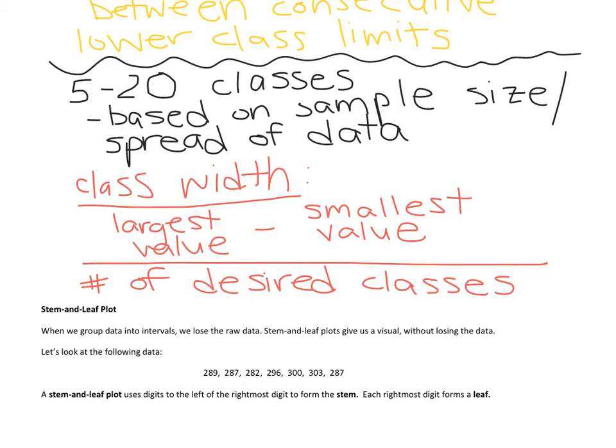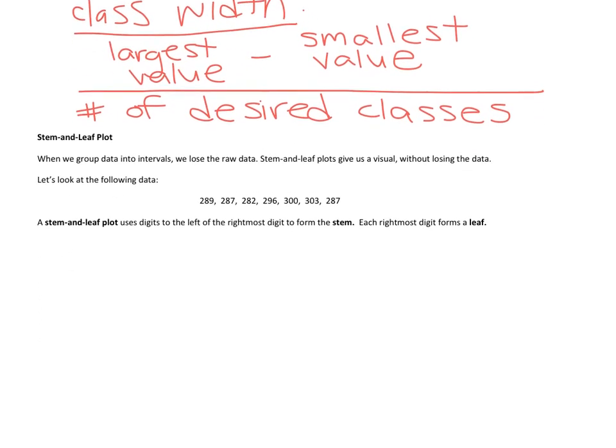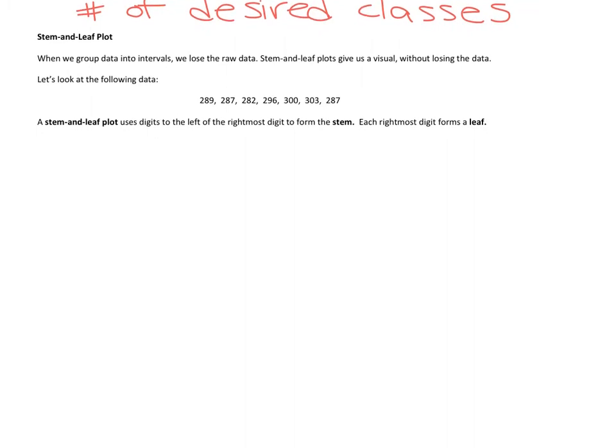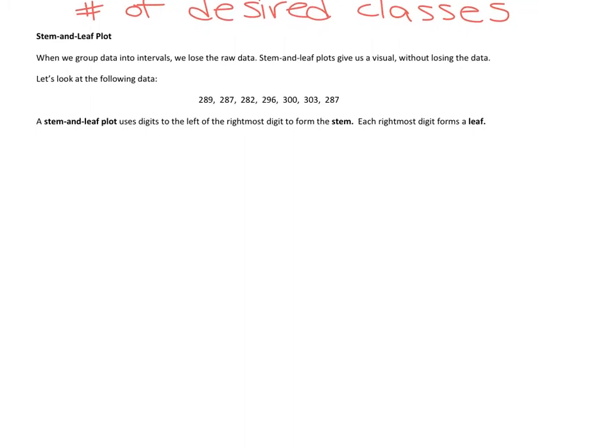All right, so there you go. And again, we're going to practice that more in your homework, and we're going to practice that in an activity as well. We're going to look at one more display of quantitative data for this section. It's called a stem and leaf plot. All right, and so here's the philosophy.